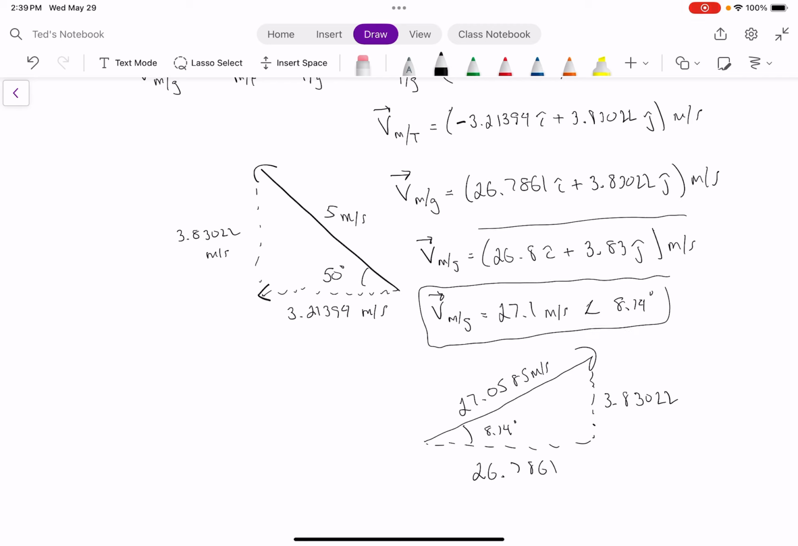So either one of these is a correct answer unless the problem specifically tells you to put it in polar coordinates. You can give either answer. I have another video on adding vectors in the math background chapter if you need some review on this.